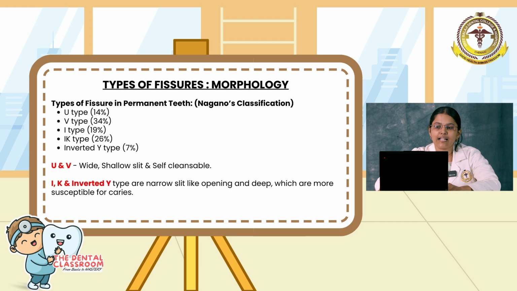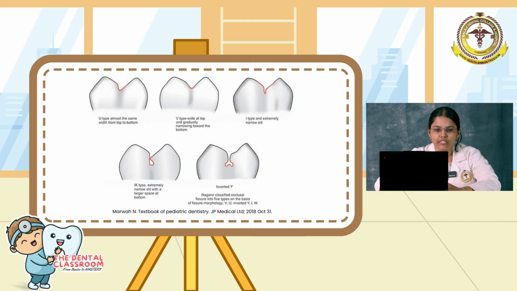So now next is the classification of fissure. This classification was given by Nagano, and it has 5 types: U type, V type, I type, IK type and inverted Y type. The highest prevalent fissure type is the V type, at 34%, and the least is the inverted Y type, at 7%. As you can see in the image given here, U and V type fissures are wide, shallow and self-cleansable, whereas I, K and inverted Y types are narrow, slit-like openings and deep, which are more susceptible to caries.